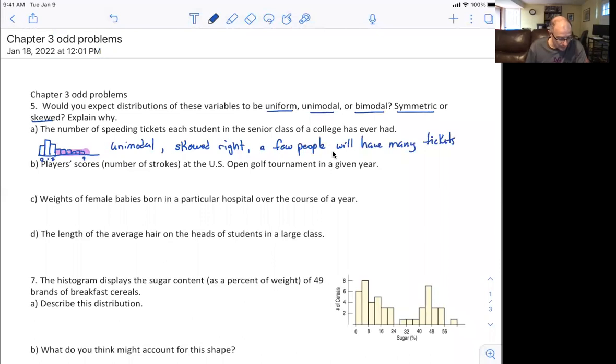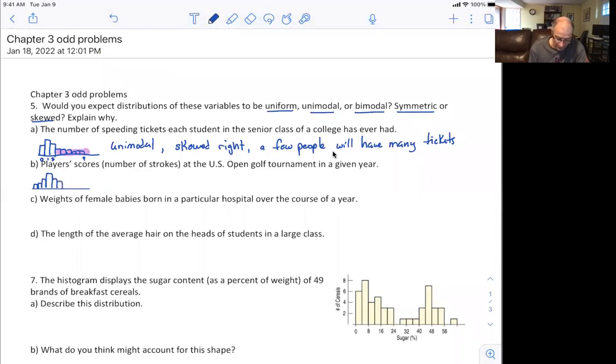All right. Players' scores at a US Open. Now, here we have to understand how golf is scored a little bit. Okay. So how many people have the lowest score? Well, there's 1 person that's going to have the lowest score. Okay. And then we might have one person with the next lowest score too. And then we'll start in the middle. We'll start clumping that together.